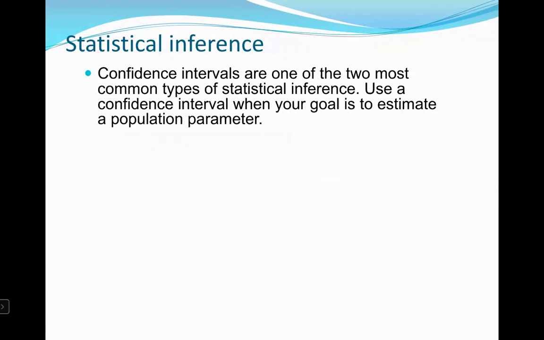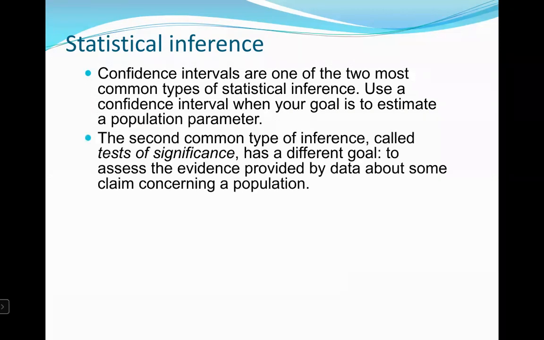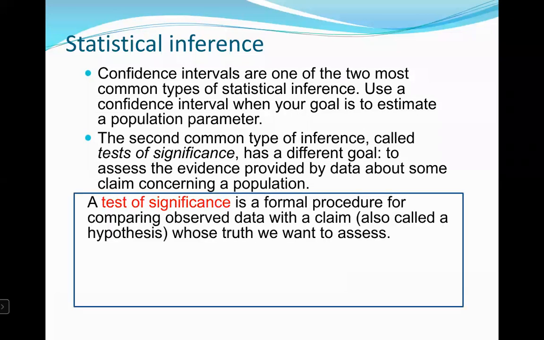Confidence intervals are one of the two most common types of statistical inference. Use a confidence interval when your goal is to estimate a population parameter. The second common type of inference, called tests of significance, has a different goal: to assess the evidence provided by data about some claim concerning a population. A test of significance is a formal procedure for comparing observed data with a claim, also called a hypothesis, whose truth we want to assess.